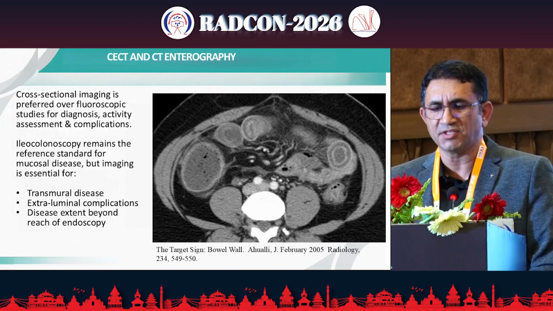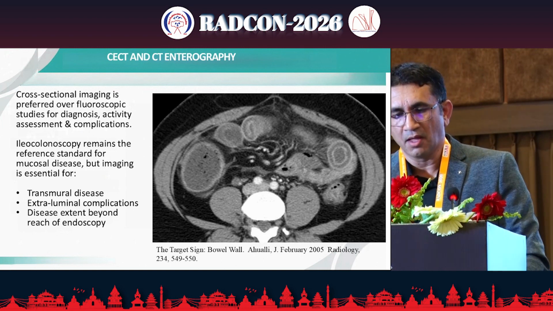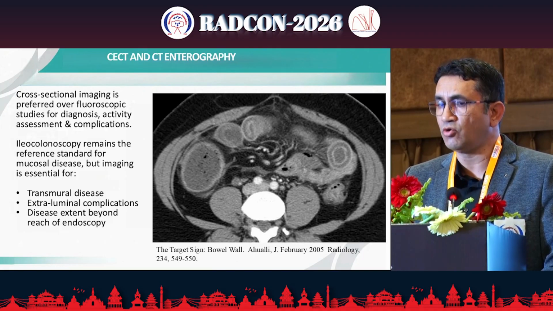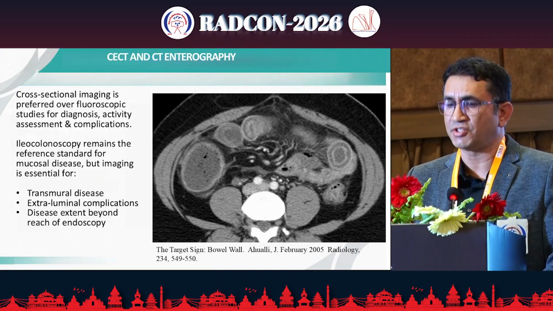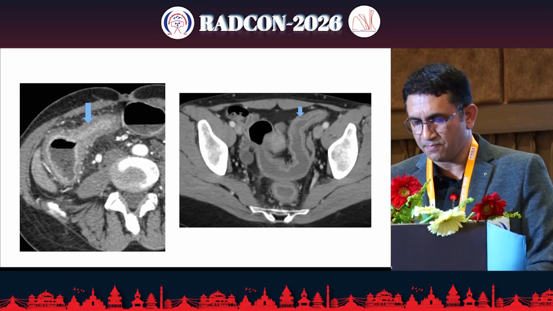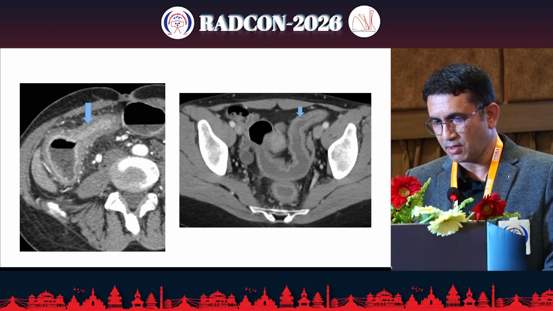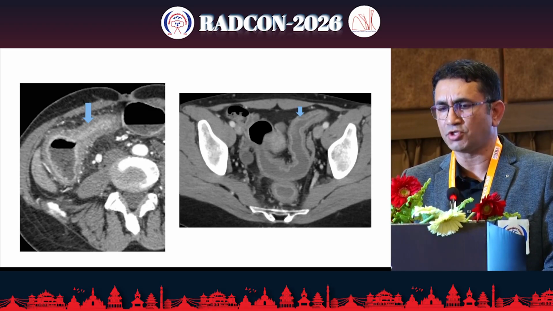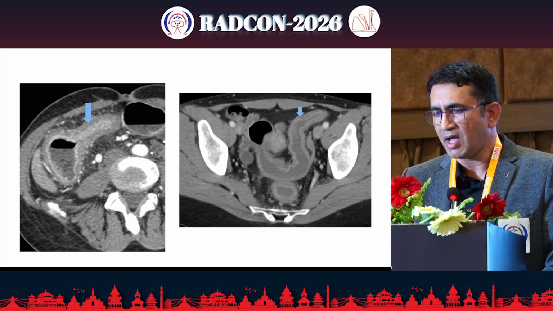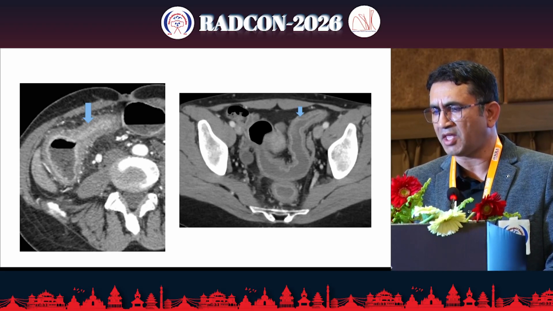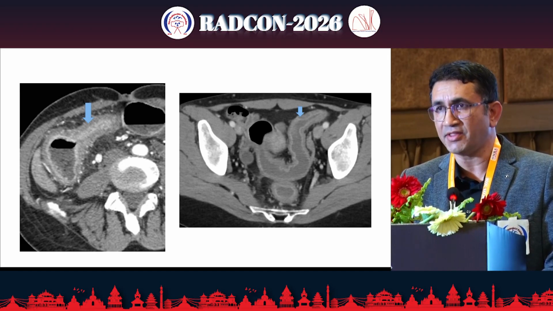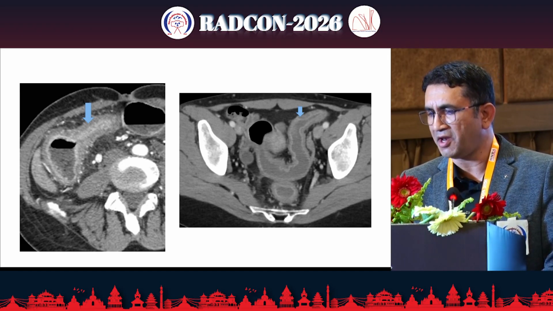Ileocolonoscopy remains the reference standard for mucosal disease, but imaging is essential to look for transmural disease, extraluminal complications, and disease extent beyond the reach of the endoscope. In the first image, here is a case of Crohn's disease with transmural bowel wall thickening with fat stranding. In the next one, we can see bowel wall thickening involving the descending and sigmoid colon, along with thickening of the rectum.